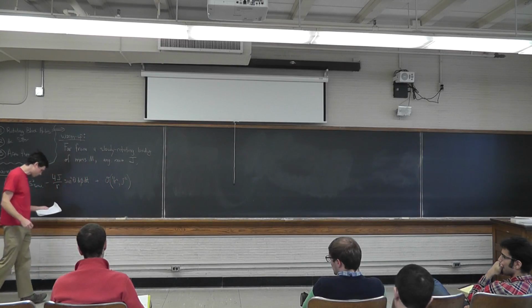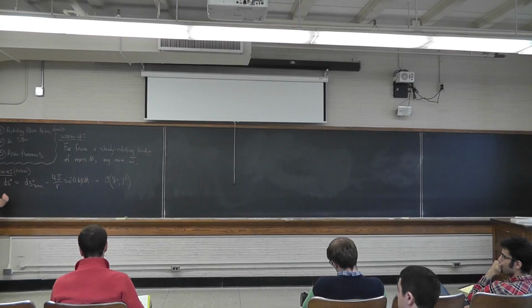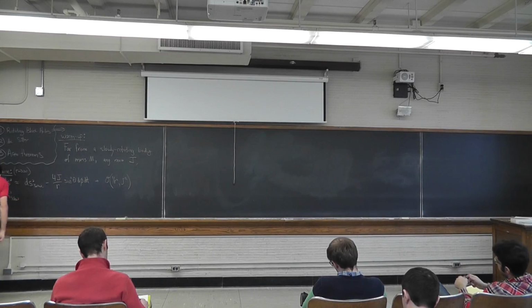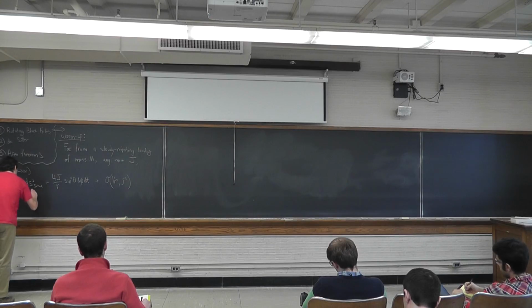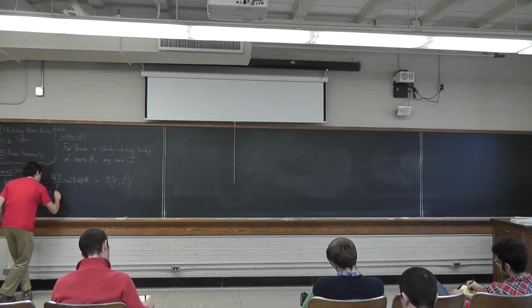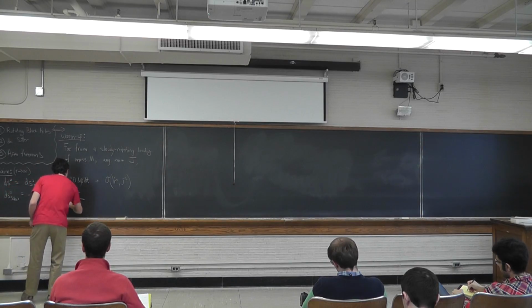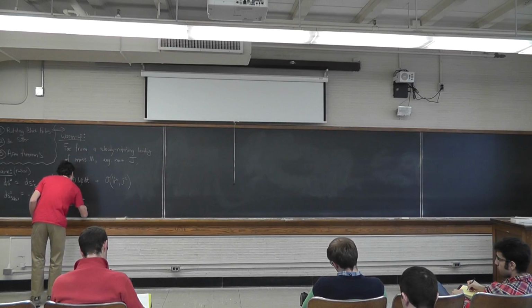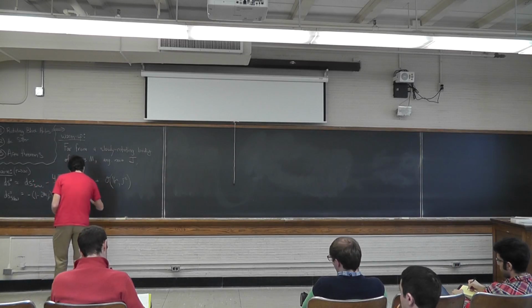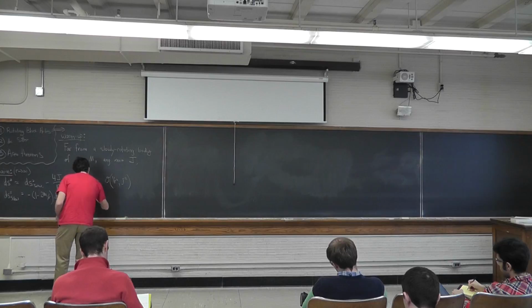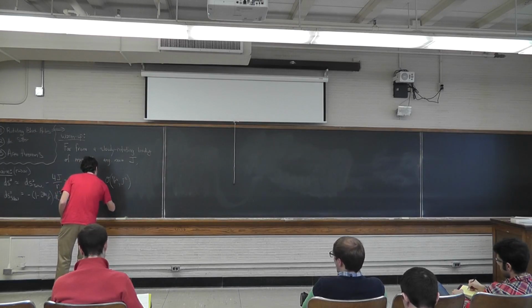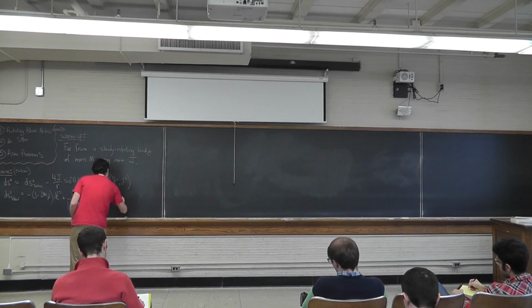So remember the Schwarzschild metric is minus (1 minus 2m over r) dt squared, plus dr squared over (1 minus 2m over r), plus r squared (d theta squared plus sine squared theta d phi squared).